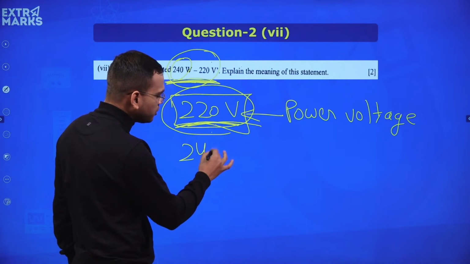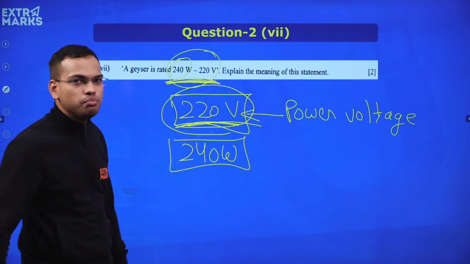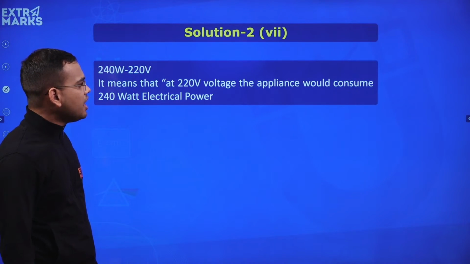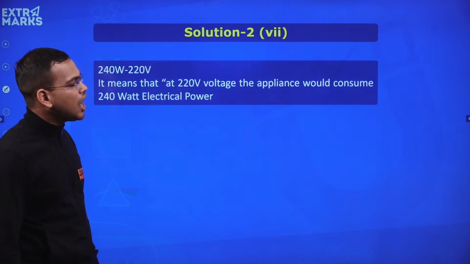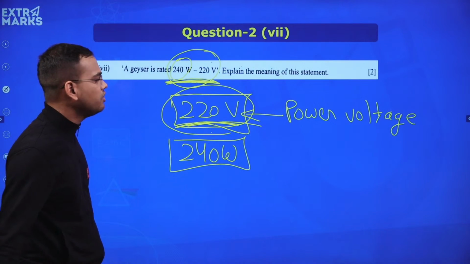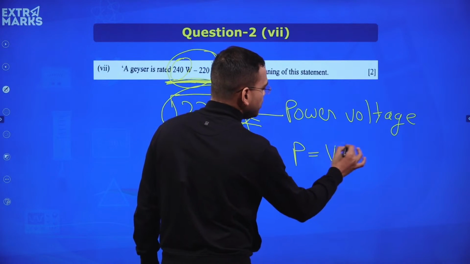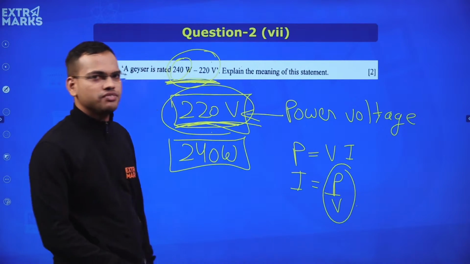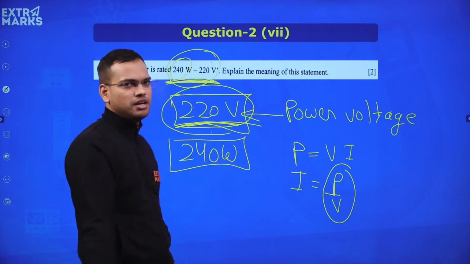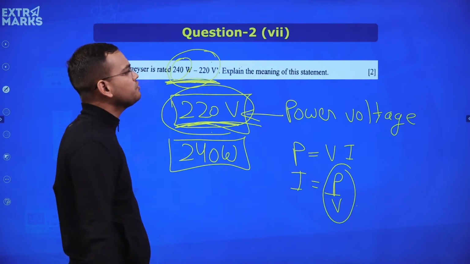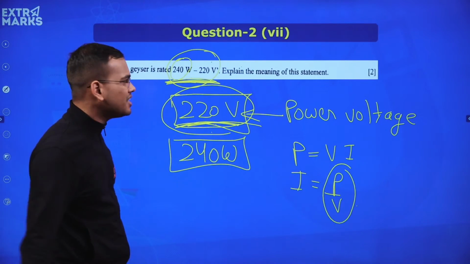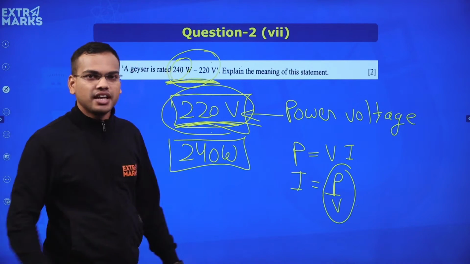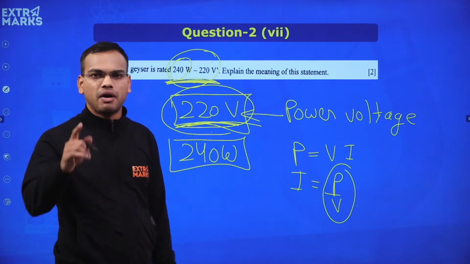So 240 watt is the power being consumed by this geyser when it is used at 220 volt. And if you want to know the value of current, how much current this geyser will draw, very simple. Power is V into I, and I is P by V. So by that you can get the value of current as well, even if you want to write that in the statement. Okay, that is fine. Even if you don't write it, that is also fine. You just have to explain the meaning of the statement: the power consumed will be this much, this many joules of energy will be consumed every second, and this device is used with a 220 volt power supply.